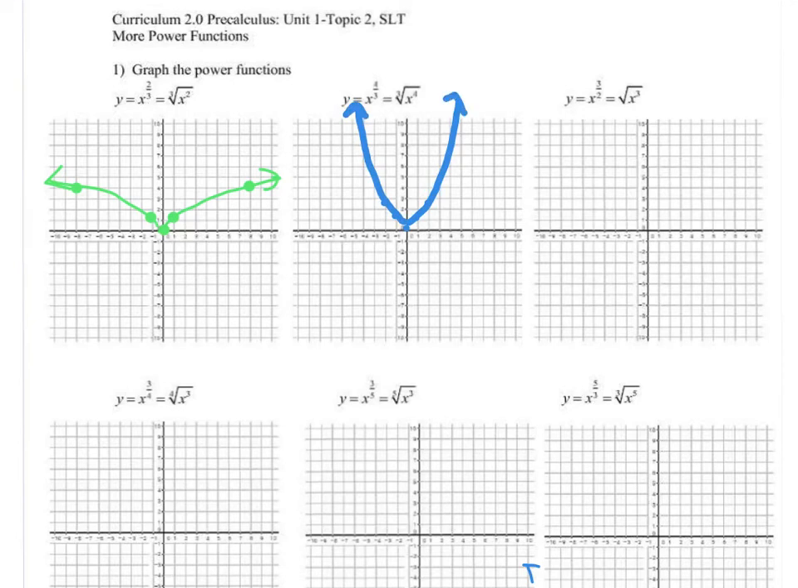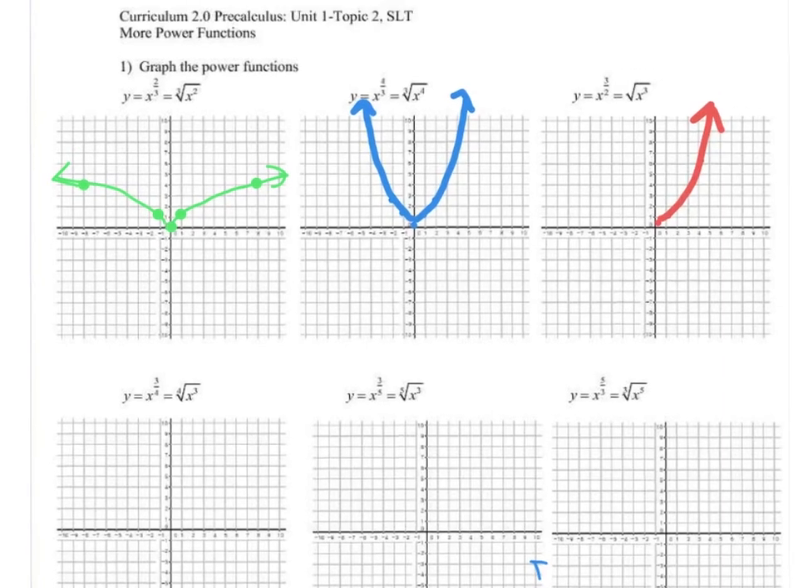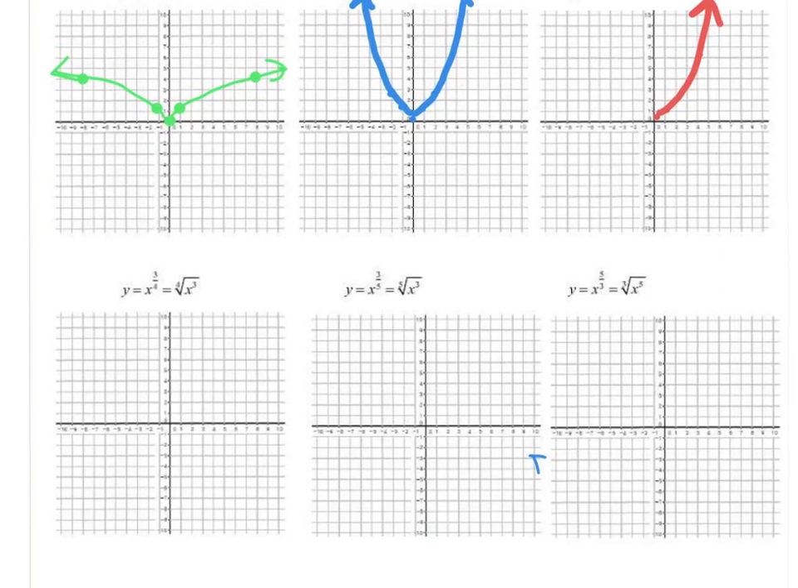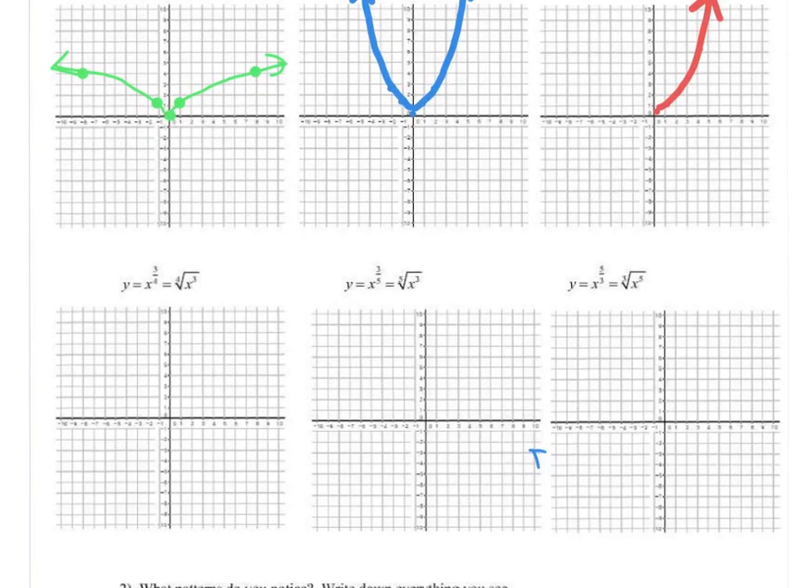Now the third one's unique because when you graph it, you only have graph in the first quadrant. 0, 0, 1, 1. Let's see what other nice points we have. There's 4, 8. And then it's off the graph, so we'll go up like that. So that's interesting. Well, we'll get to that at the bottom. All right, let me finish graphing and then we'll look at the differences and the similarities.